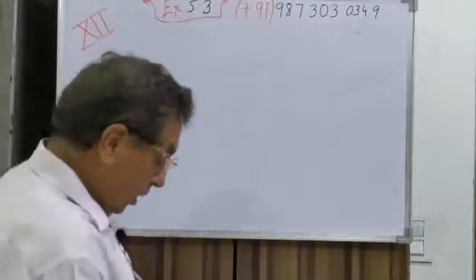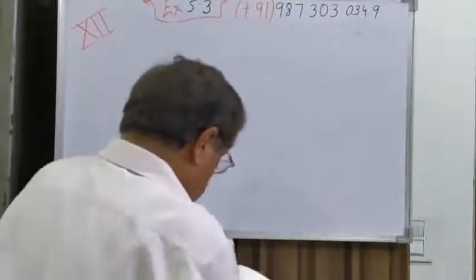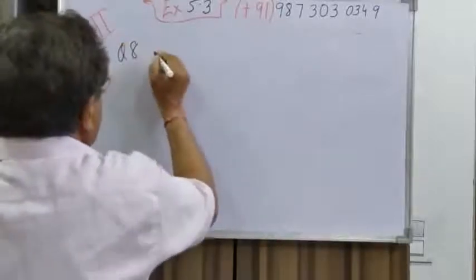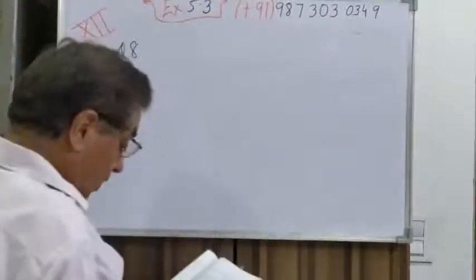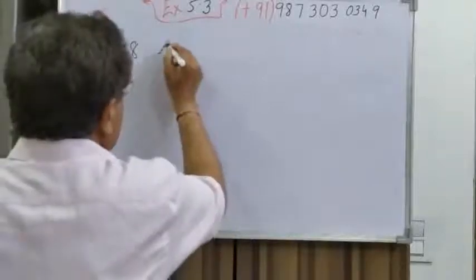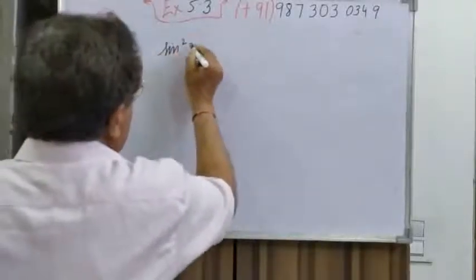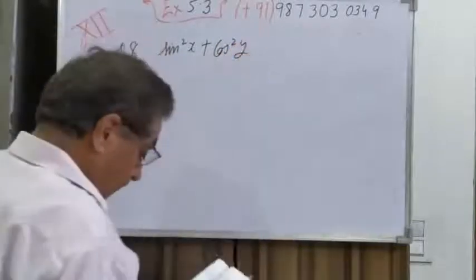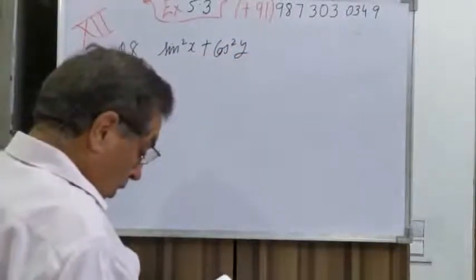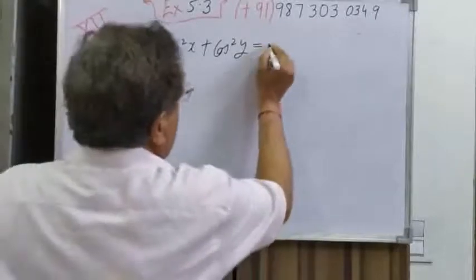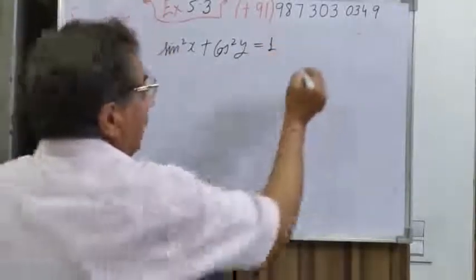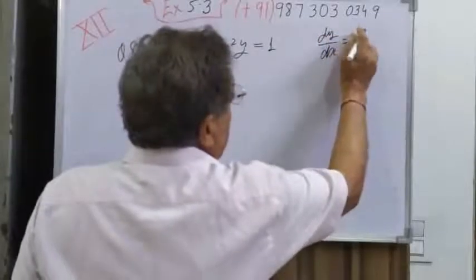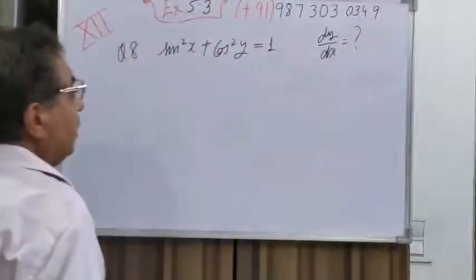Say question number 8. So what does it tell you? Sin square x plus cos square y is equal to 1. Again, we are supposed to find dy upon dx.